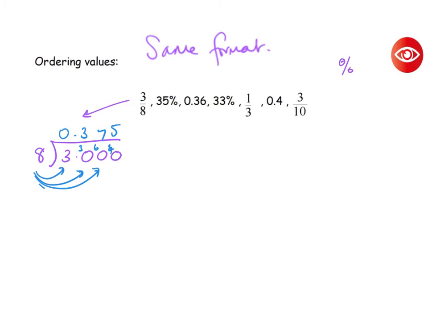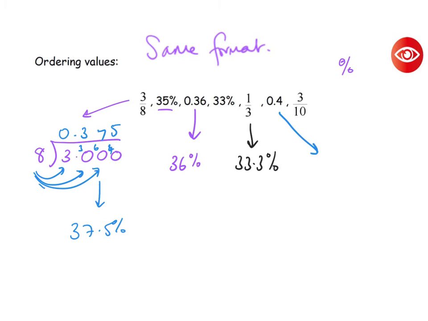Okay, so you can convert that to a decimal if you wanted to, so 37.5%. And then we have 35% already there. We can convert 36 into a percentage if you prefer. A third, we should know, a third is 33.3%. The 0.4 we can times up by 100, so we get 40%. And if you convert this into 30 over 100, we can see that that's 30%.